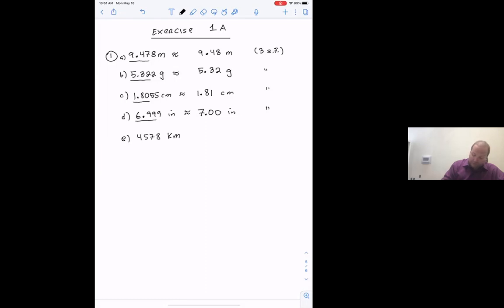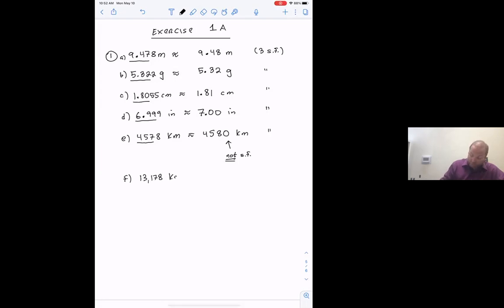E, 4,578 kilometers. So 3 significant figures, approximately 4, 5, 7 goes up to an 8, but we don't stop here. 458 is nowhere near 4,578. So we have to throw in a 0 as a placeholder. And we round to 4,580 kilometers, where this 0 here is not a significant figure. Sometimes it is, sometimes it's not. Here it's not.